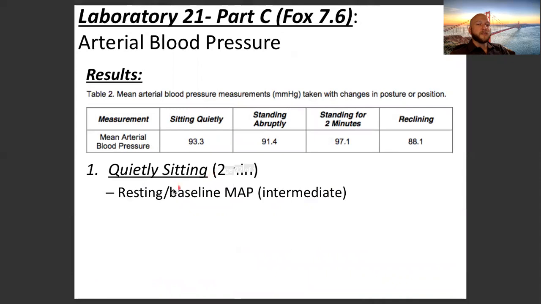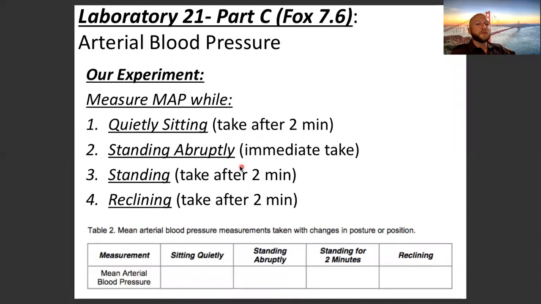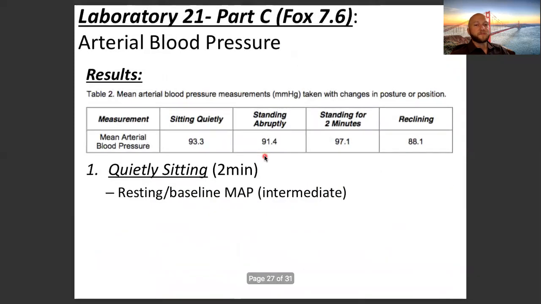So quietly sitting, resting baseline MAP. Sitting is actually going to give us the intermediate reading. So sitting quietly, 93.3 MAP. Standing abruptly, it actually drops a little bit right when you stand up. If you're standing for 2 minutes, then it actually raises up above where it was when you were sitting quietly. And when you're lying down, it is the lowest.